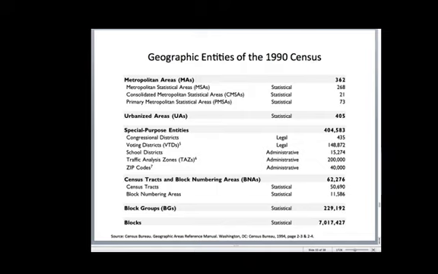School districts are for administrative purposes, for administering school systems. Zip codes are listed here too. For mail purposes, there are roughly 40,000 of those. And finally, there are census tracts and block numbering areas. We'll look at that in just a moment on the next couple of slides.